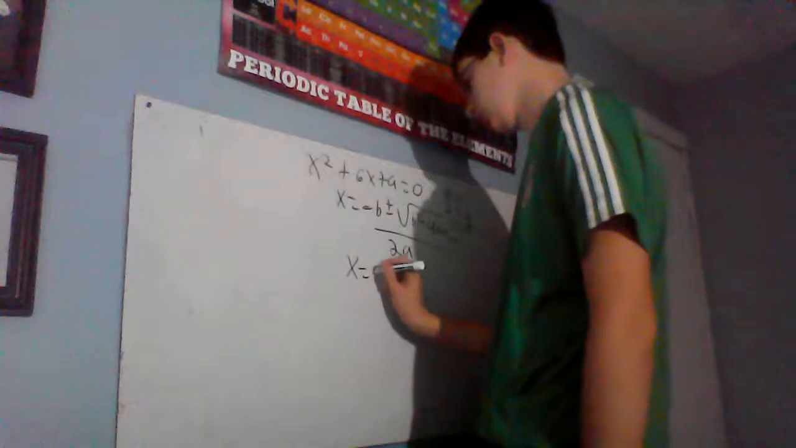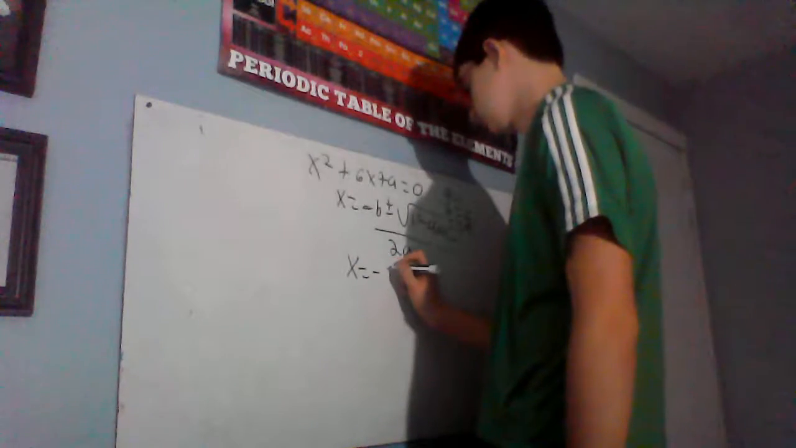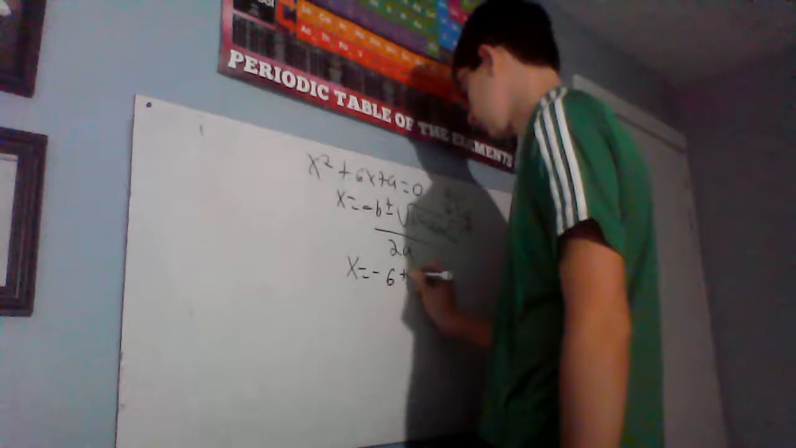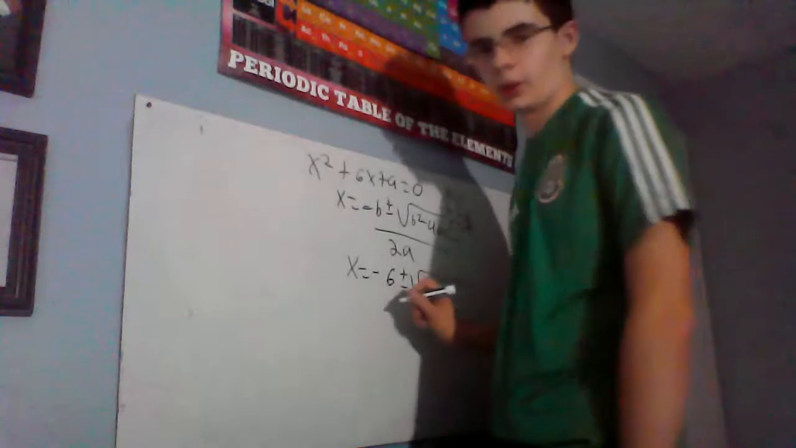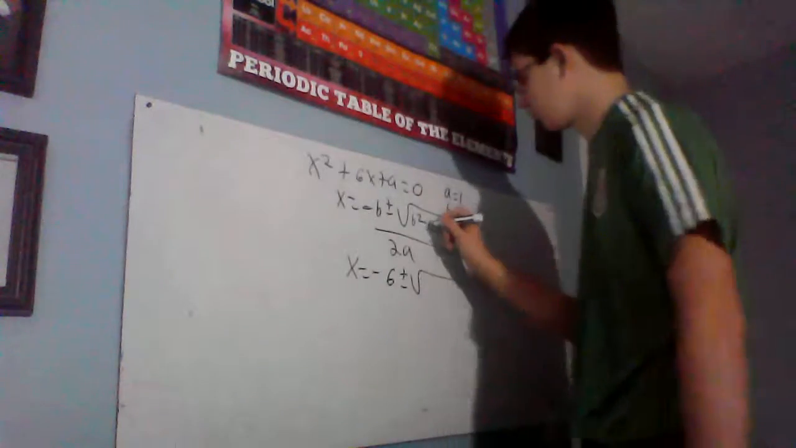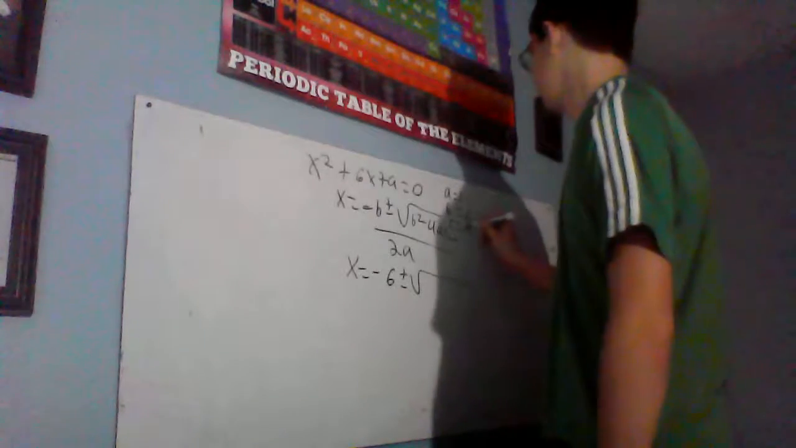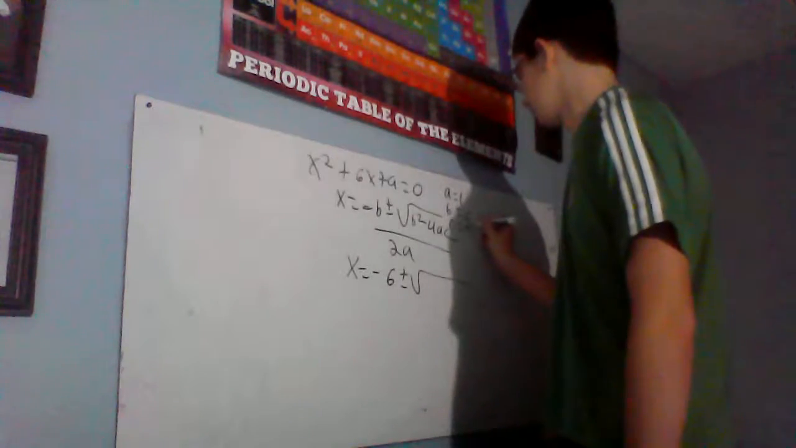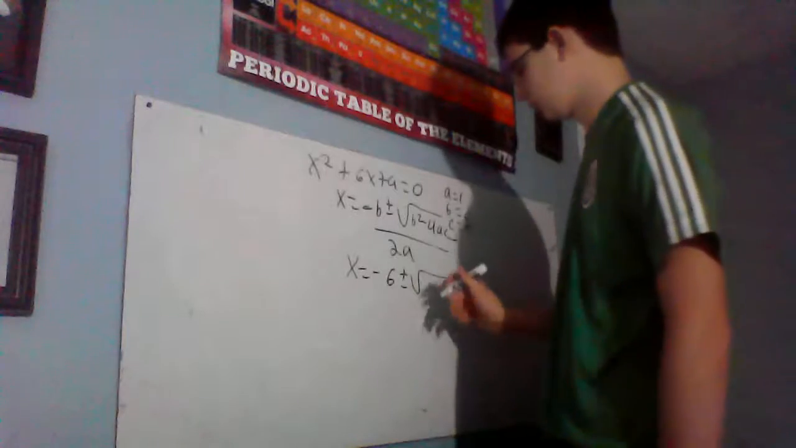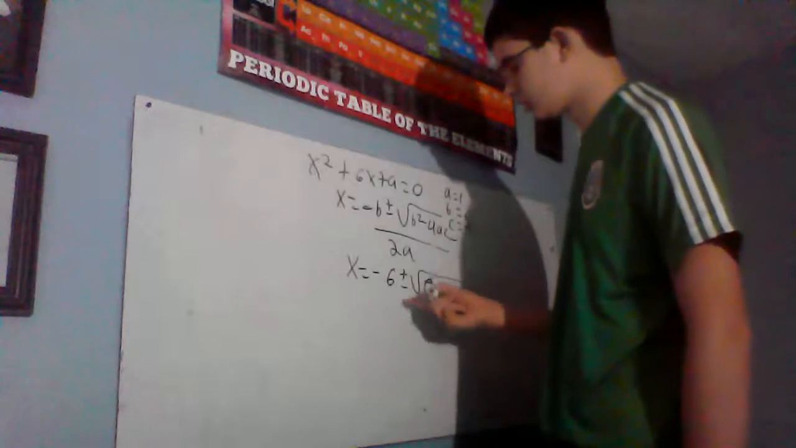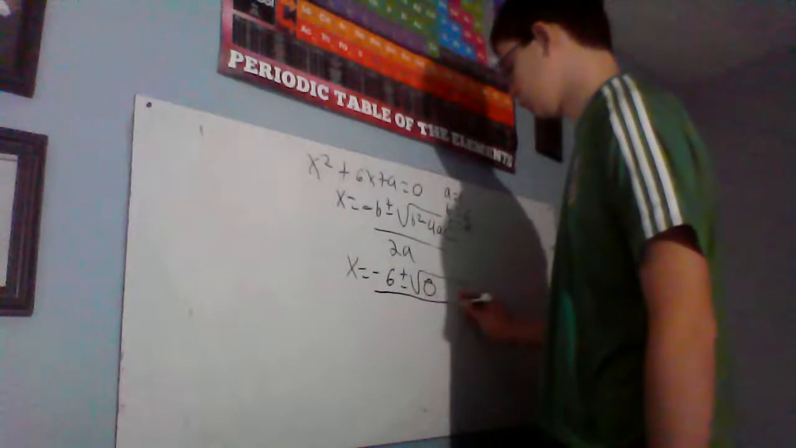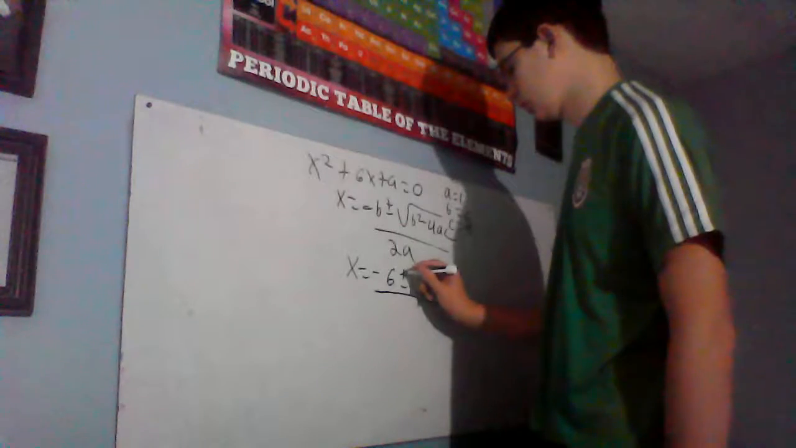So x equals negative 6 plus or minus, well, the square root of 6 squared, which is 36, minus 4 times a, which is just 4, times 9, 4 times 9, 36. So that's just the square root of 0, which is obviously 0. So you don't even need that in this case right here.